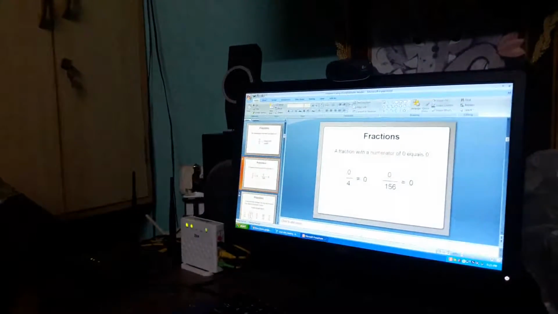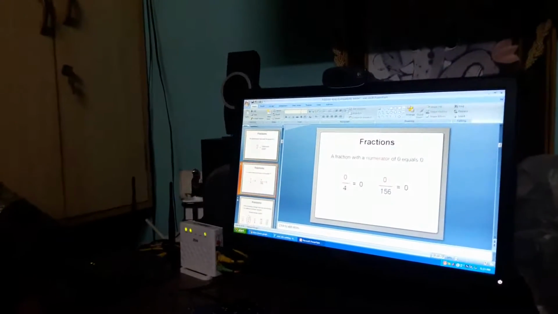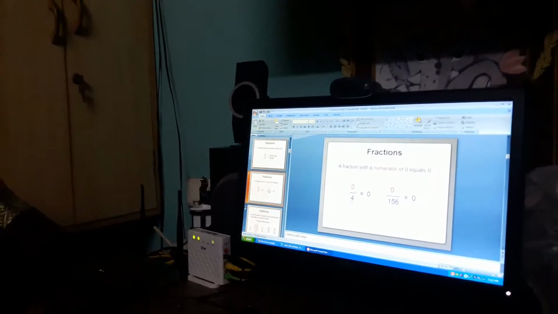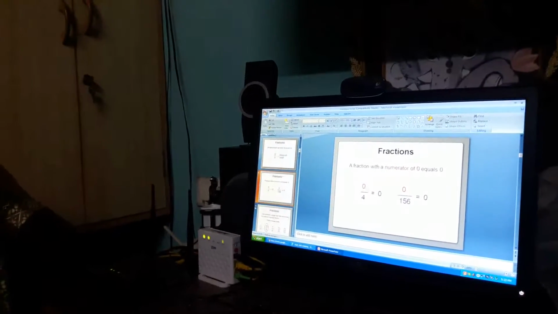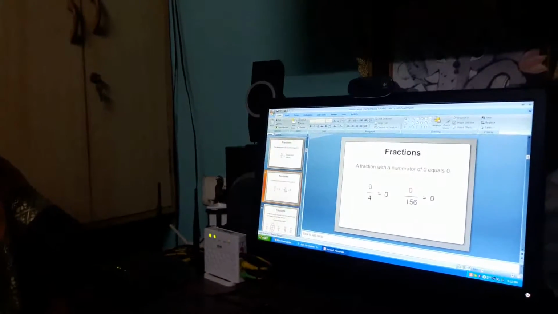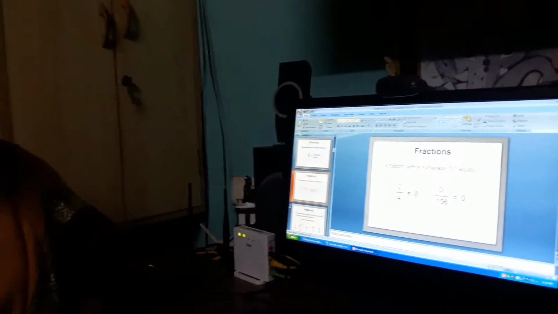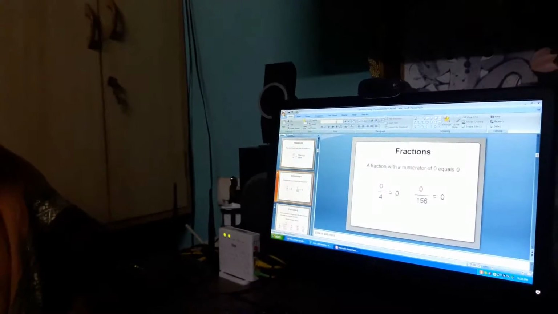A fraction with a numerator of 0 is equal to 0. It means my cake I cut into 4 parts, but I never shared my cake with anybody. So the whole cake is left with me. So the fractional number here is 0. None of the parts is given away.